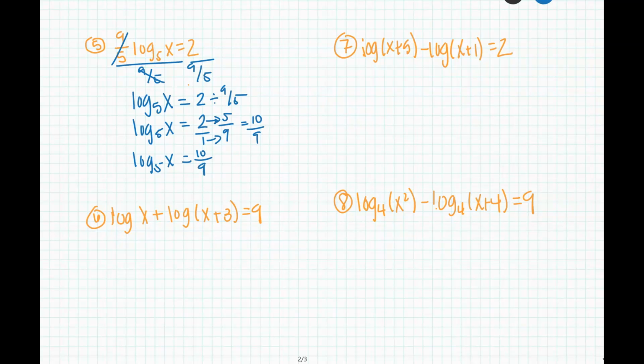Now we're back to 1 through 4. I'm going to snell it around. And that would give me 5 to the 10 over 9 equal to x.